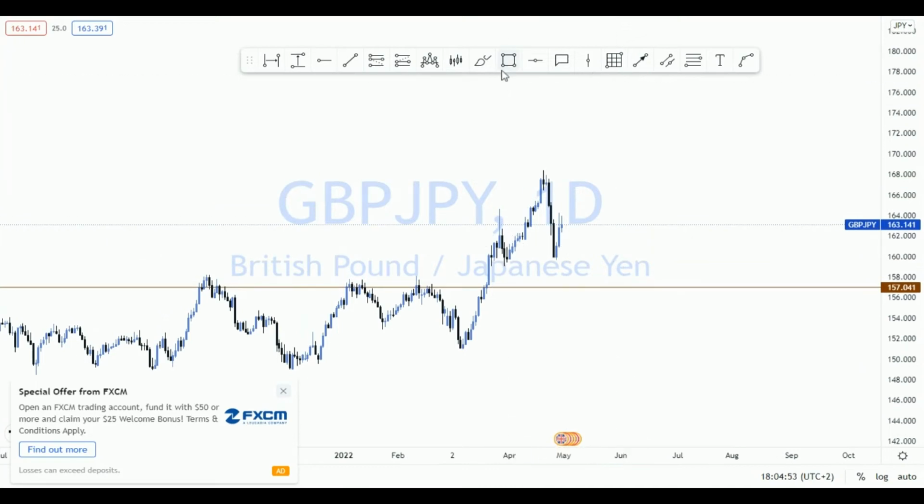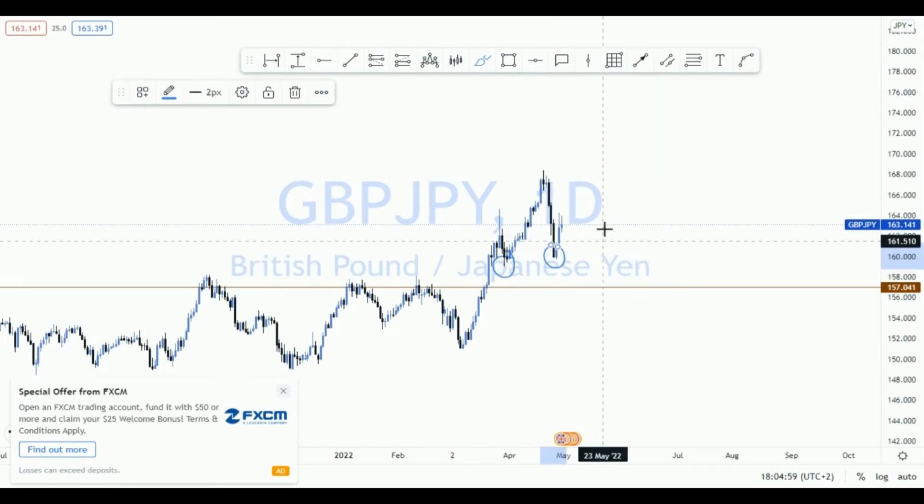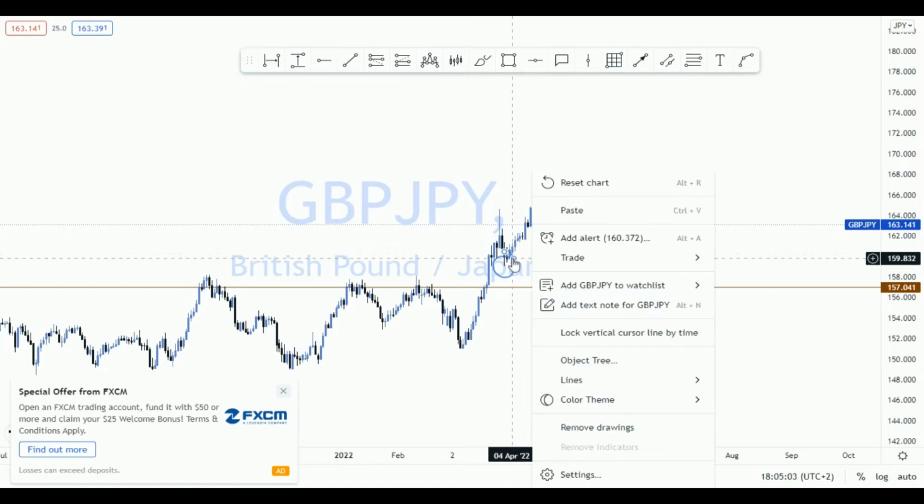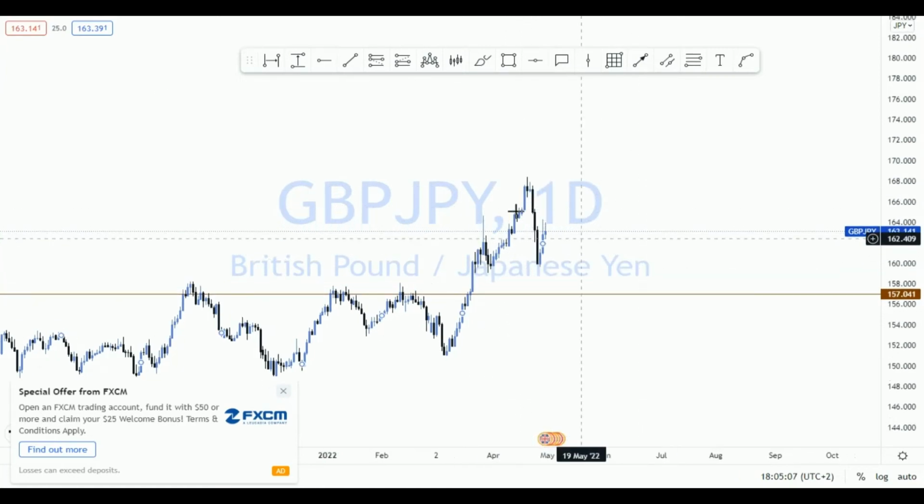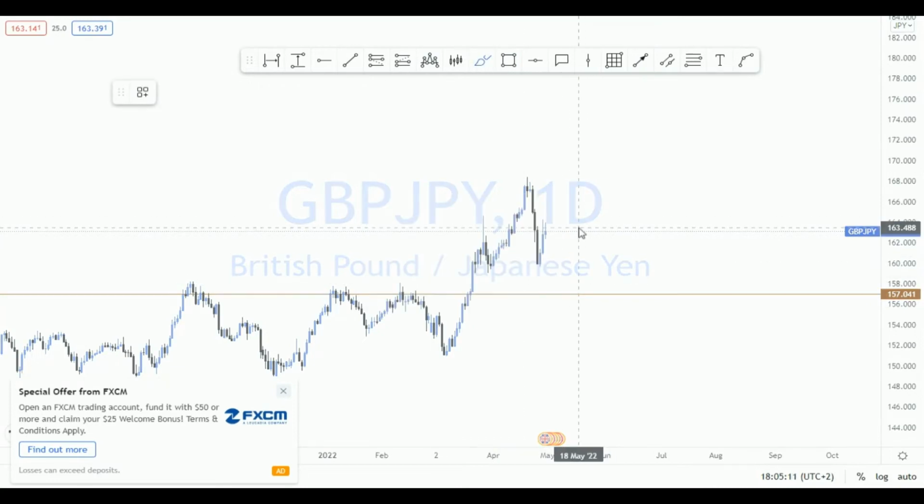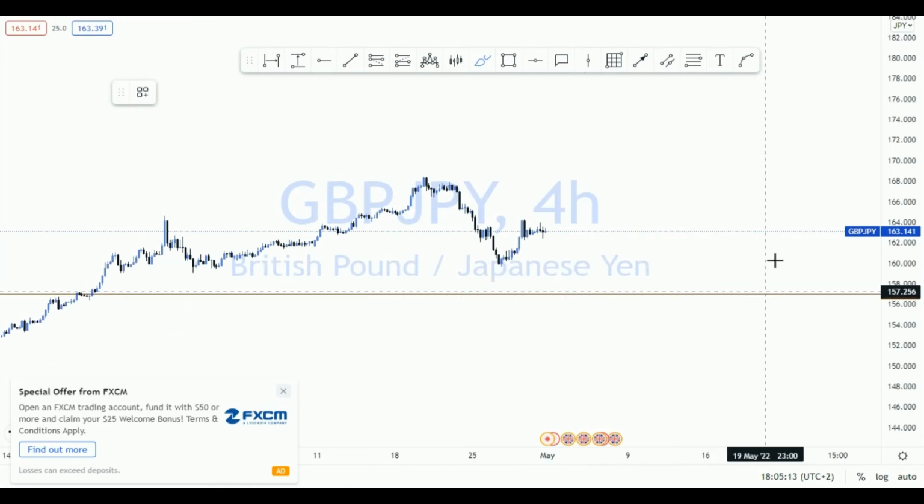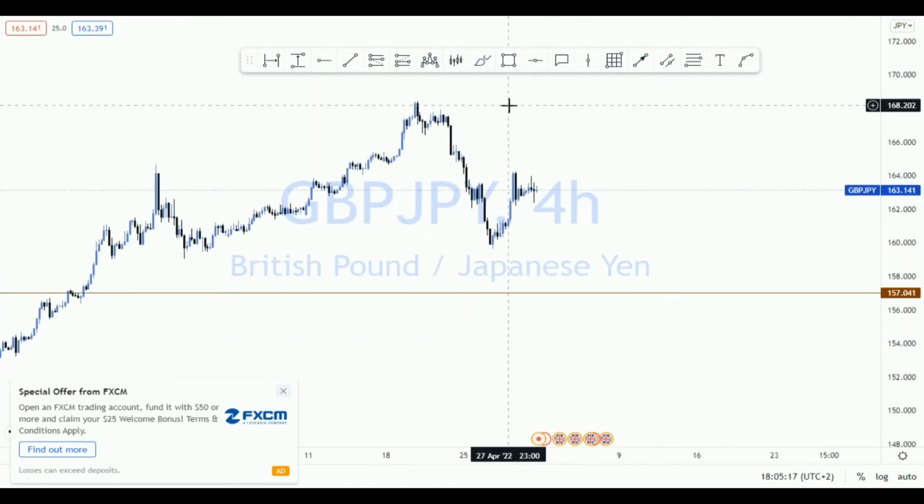Right, let's just clear all these drawings. But what I'm seeing here is that this low has been respected by this low. We don't break below this low, so we are still in an uptrend up until a recently formed swing low has been broken. This low has not been broken, so we are still in an uptrend. But essentially, moving to the next time frame.